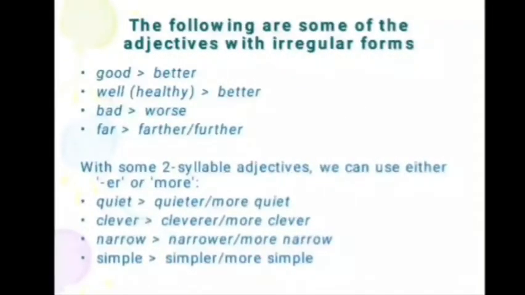The following are some of the adjectives with irregular form. Good, better. Well is also better. Bad is worse. Far, farther. Ill is also considered worse. With two-syllable adjectives, we can use either -er or more. Quiet, quieter, more quiet. Cleverer, more clever.